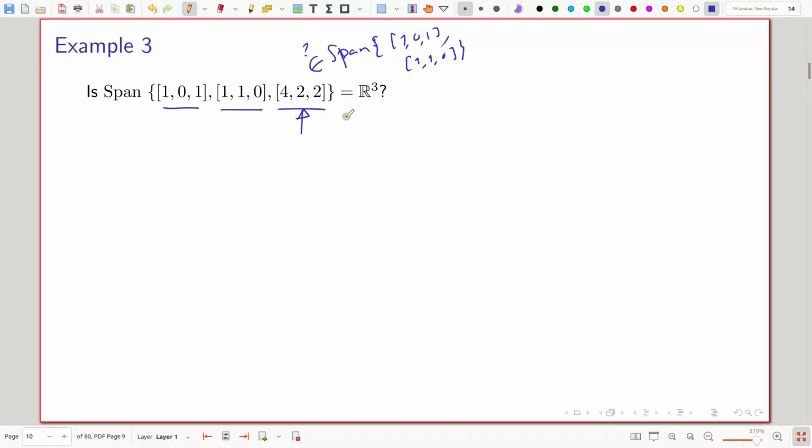Yes, because you can add two times this and two times that, and you get this one. So in this case the answer is no, because this is not equal to R cubed, because you only get a plane out of two vectors.